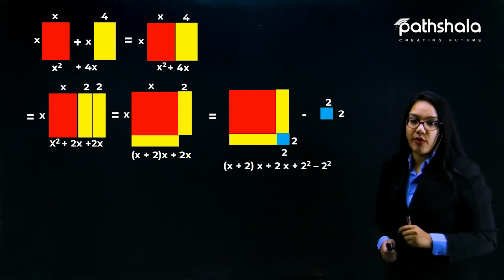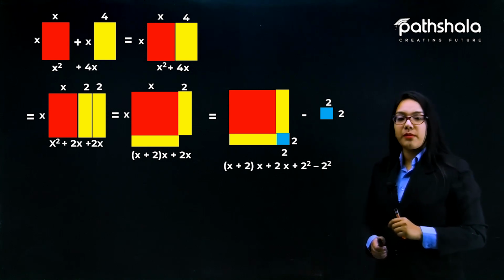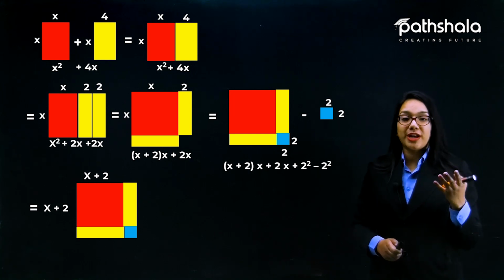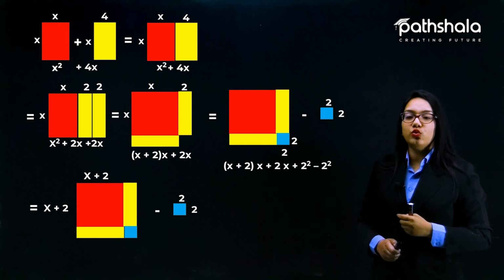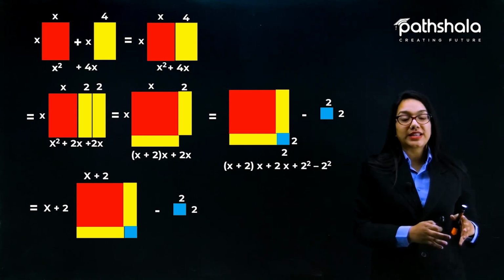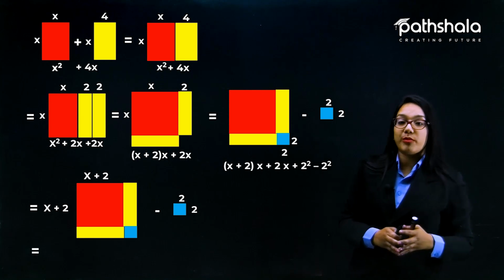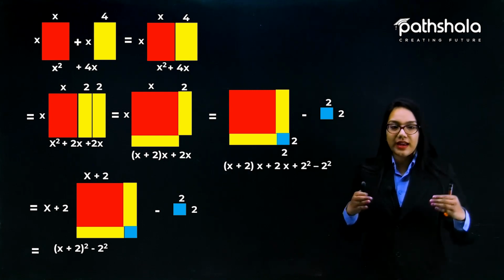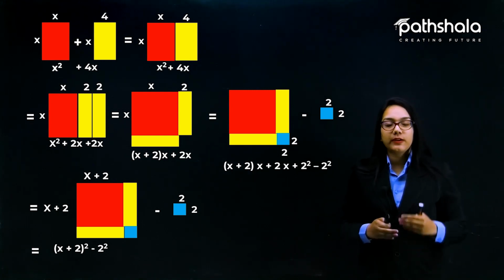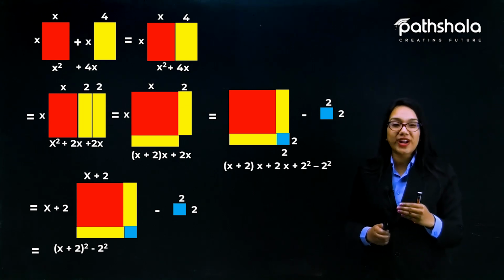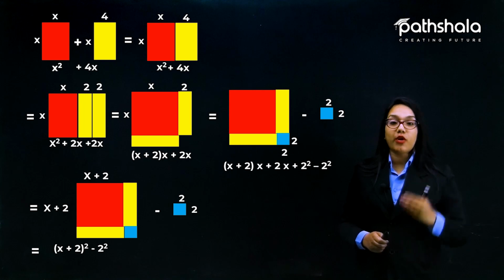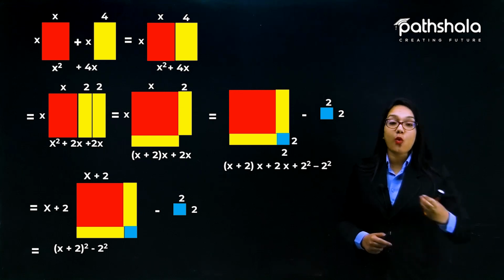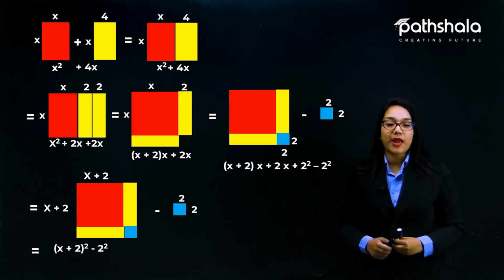It means we can write it in the form of x plus 2, x plus 2, that is x plus 2 square, minus 2 square. The sides would be x plus 2, x plus 2, and we have minus 2, meaning a square having the side as nothing but 2. So at the end we can write the area as x plus 2 whole square minus 2 square. What we have concluded is that we started with x square plus 4x, and we have converted it into the form x plus 2 whole square minus 2 square, meaning we have formed a square.